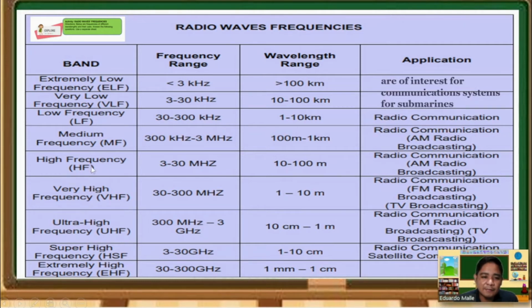The next one, the high frequency, between 3 to 30 megahertz. The wavelength is 10 to 100 meters. It is also used in radio communication and in AM radio broadcasting. The next one, the very high frequency, between 30 to 300 megahertz. The wavelength is 1 to 10 meters. It is being used in radio communication, FM radio broadcasting. As you can see, we have the AM radio broadcasting and FM radio broadcasting.